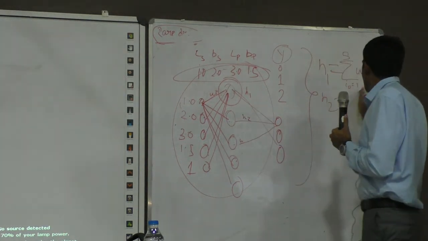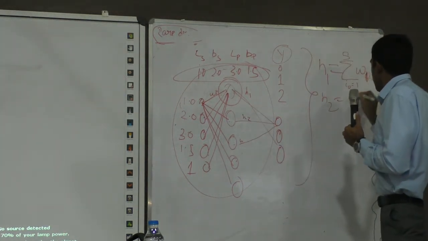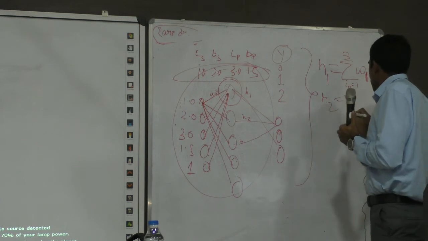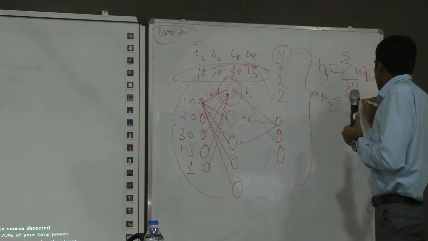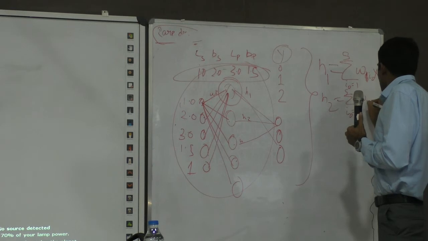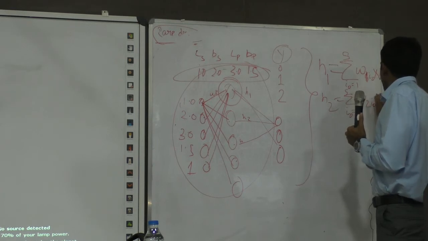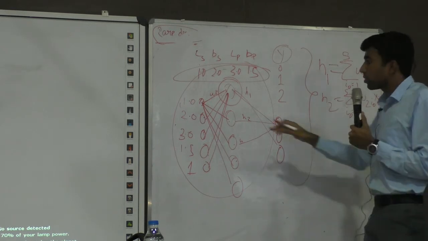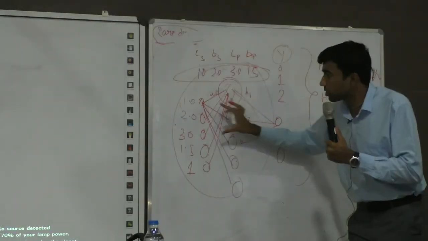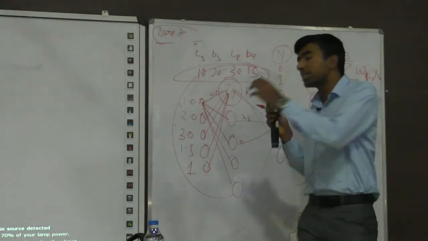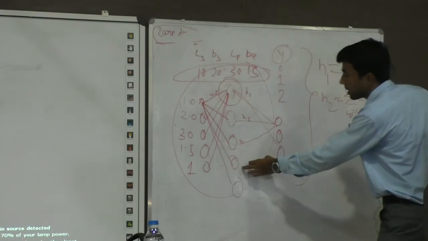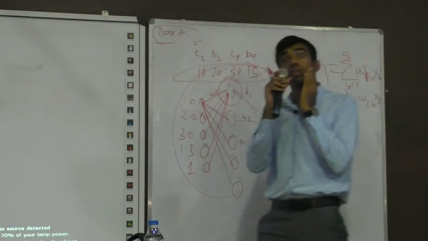For h2, what I'll do? This will be w1, so summation I0 into w2, I0. That is from x I0. You are getting my point. So there will also be 5 weights over here. It will multiply with the input and we'll get some h2 over here. Similarly h3 over here, h4, h5 over here. So everybody is with me or not?